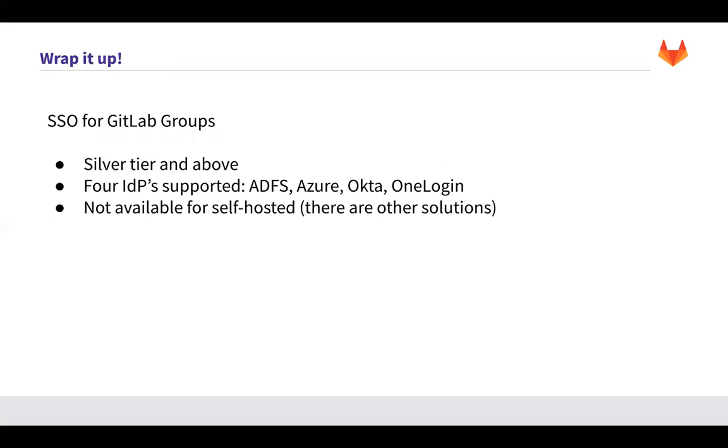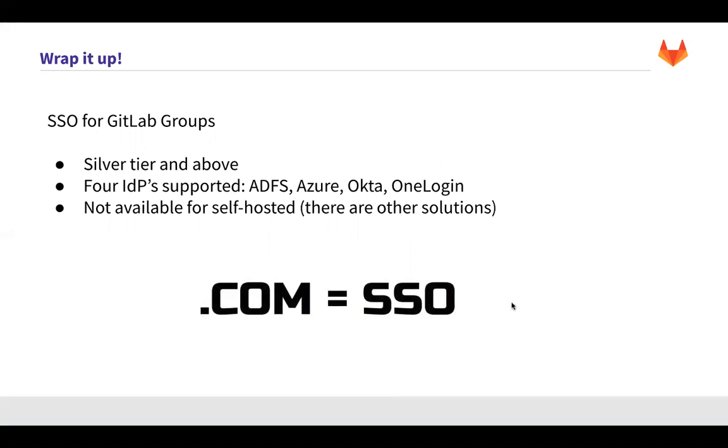So to wrap it up, hopefully this helps you understand a little bit more about authentication on GitLab.com. We talked about SSO for GitLab groups. We talked about it being in the Silver tier and above. I mentioned these 4 IDPs that are supported. You can see them here. And again, it is not available for self-hosting. We have a lot more solutions available for that. If you ever find yourself in a jam, just remember this mnemonic: .com has 3 letters, and so does SSO.